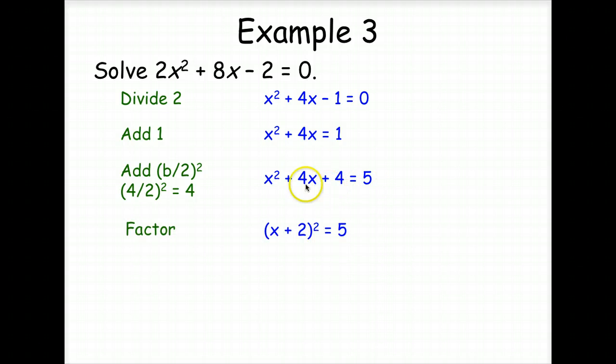Now we're going to factor this perfect square trinomial. x plus 2 squared is equal to 5. Take the square root of both sides and subtract 2 from both sides. Our answer is x is equal to negative 2 plus or minus the square root of 5. Very good. Ready to begin working on the assignment.